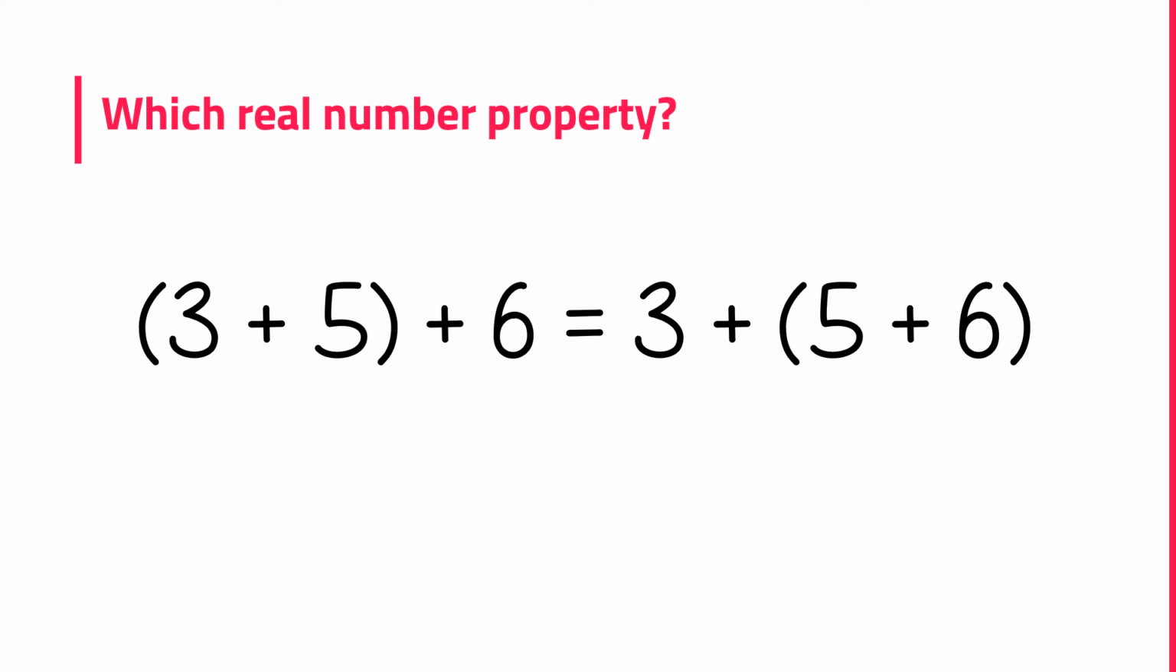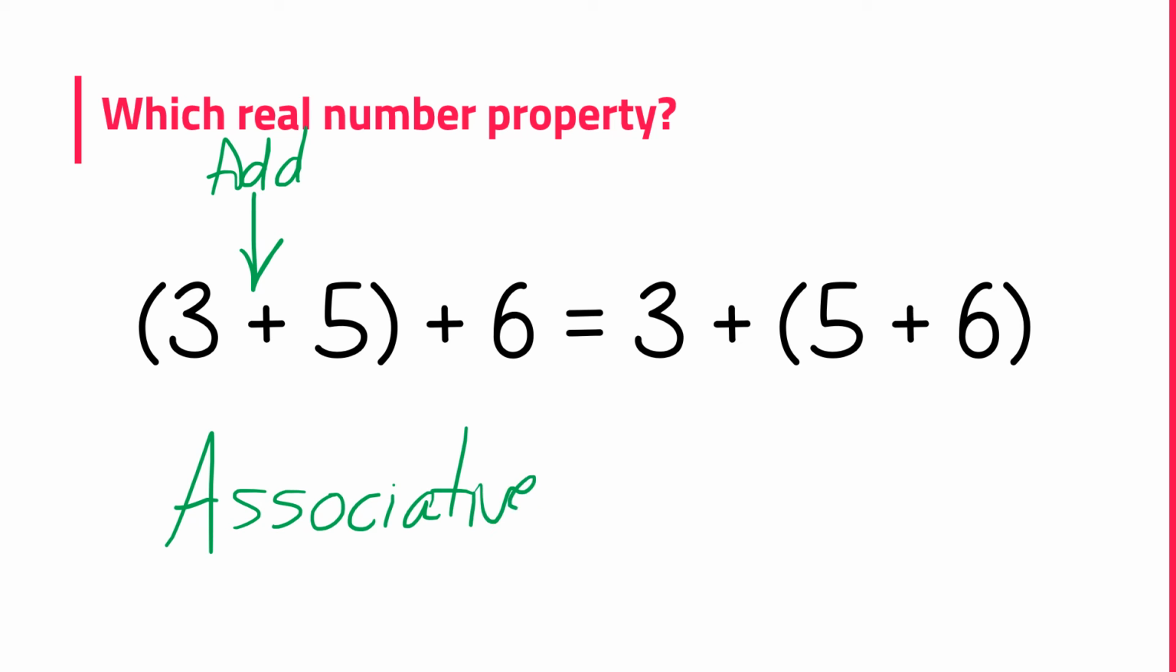All right, let's take a look at this one. Again, I see addition, so narrow it down to the 3 addition properties. Well, 3 and 5 we're associating one day, and then 5 and 6 we're associating the next day. So they're still all friends, it's just who they associate with. Associative property of addition.